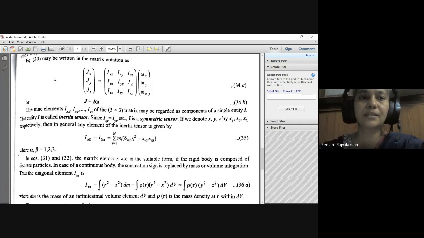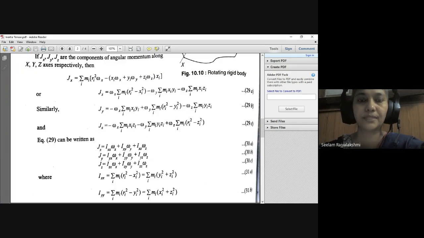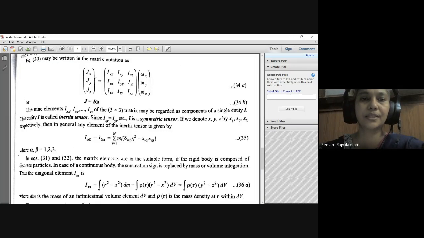So equation 30 may be written in matrix notation. If we consider equation number 30, we can write this in matrix notation. So this is Jx, Jy, Jz, which equals the matrix with Ixx, Ixy, Ixz in the first row. Here in the diagonal we can observe Ixx, Iyy, Izz, and the remaining elements Ixy, Ixz, Iyx, Iyz, Izx, Izy, multiplied by omega x, omega y, omega z. This is equation number 34A.